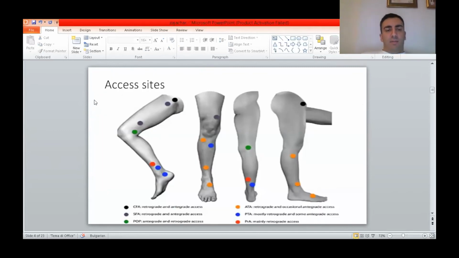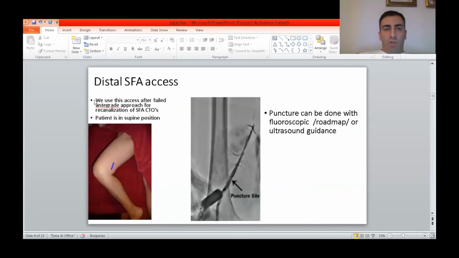So these are the access sites. Common femoral artery, we can go retrograde and antegrade from common femoral. Distal superficial, as we can see here, and proximal superficial, popliteal artery, anterior tibial, posterior tibial, and we can also use the peroneal artery for retrograde approach. This is distal SFA access. We have experience with this access, and we often use it for CTOs when we cannot pass through the lesion antegradely.